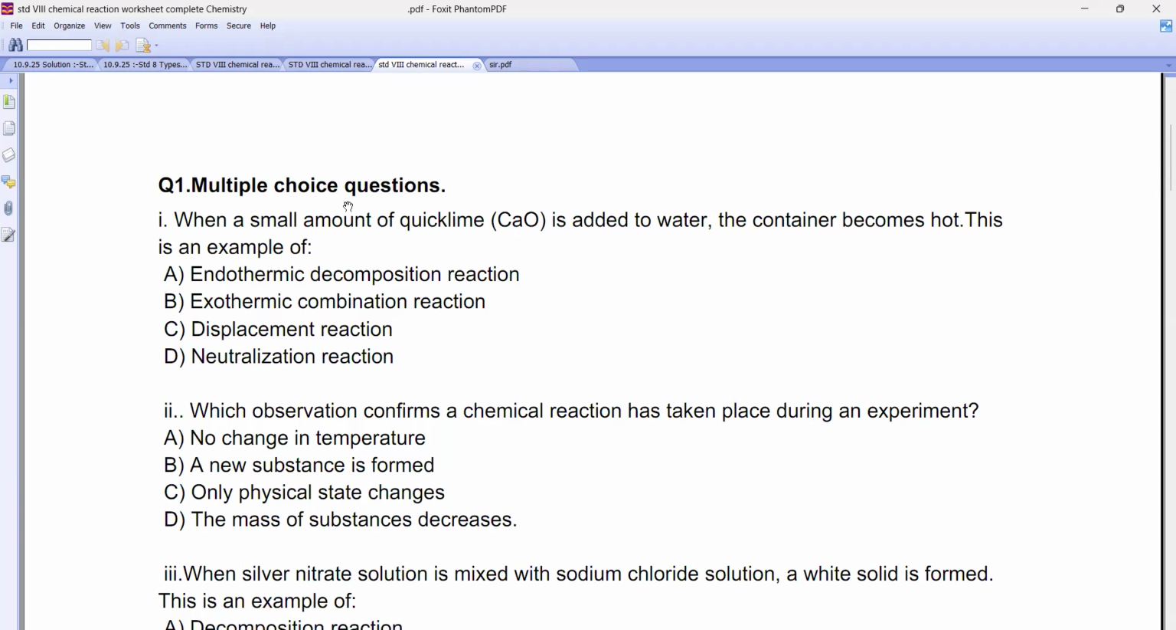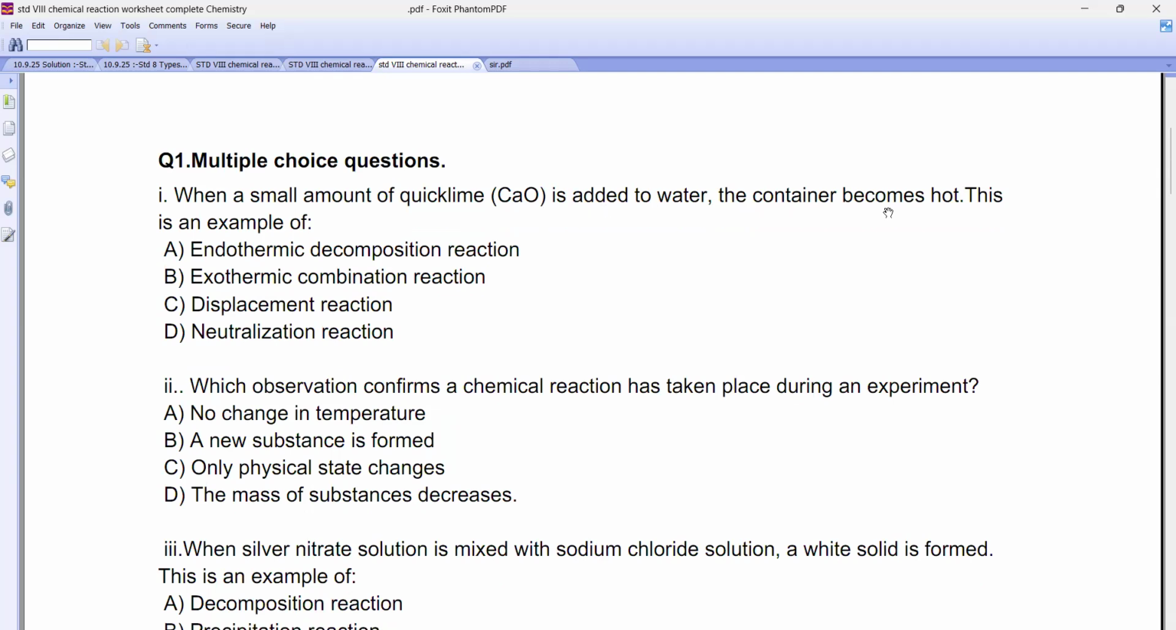When a small amount of quicklime is added to water, the container becomes hot. It became hot. So what did it do, beta? Heat is released, and this is an exothermic reaction. When I added calcium oxide to water, it released the heat, so my container becomes hot. So it is exothermic and combination.